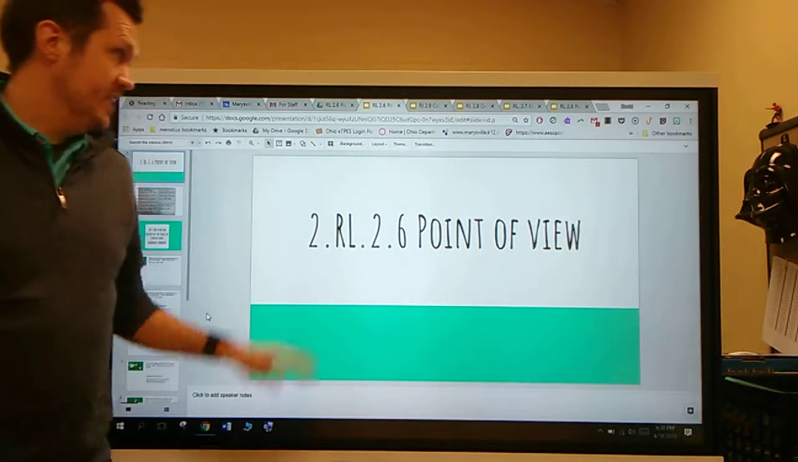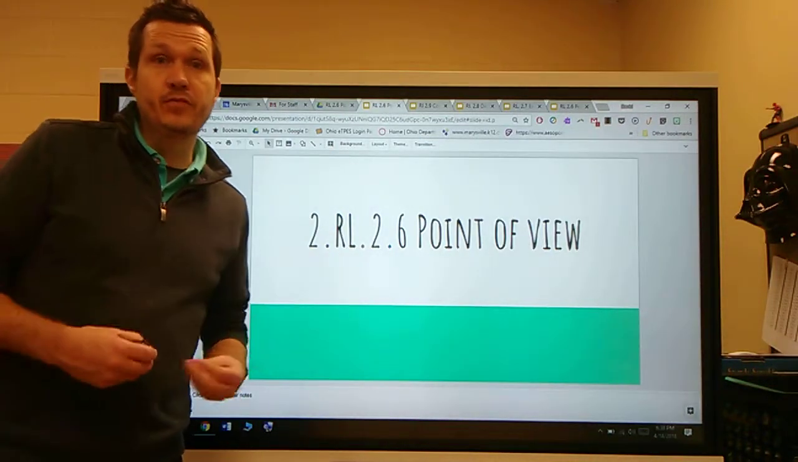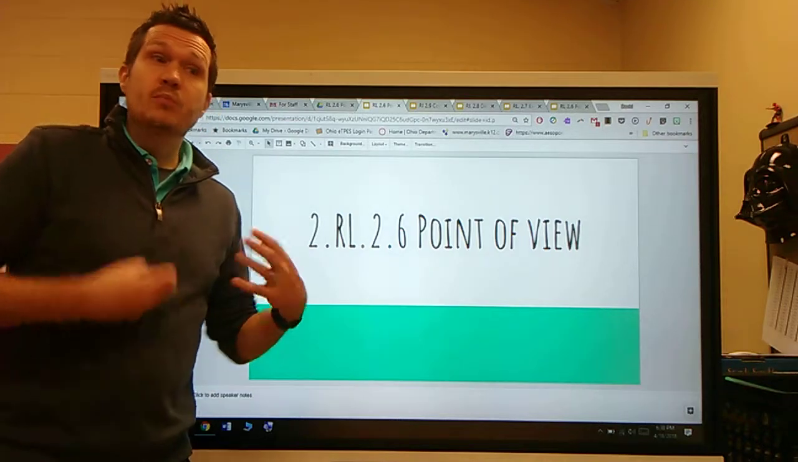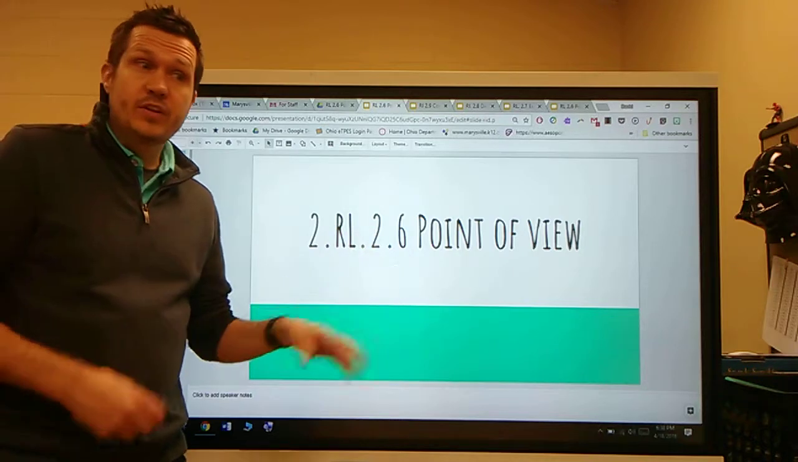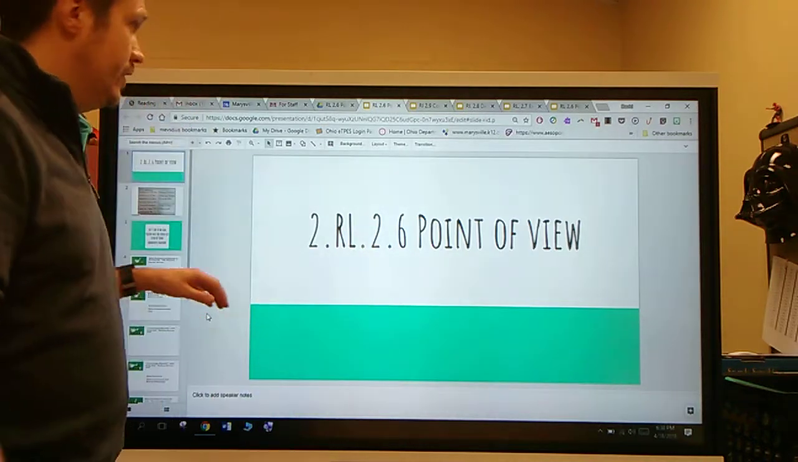Okay, today we're going to take a look at how we can use the point of view of characters in order to learn more about how the characters are feeling and to gain a better understanding of what the author is actually trying to tell us. So that's what we're going to take a look at today.